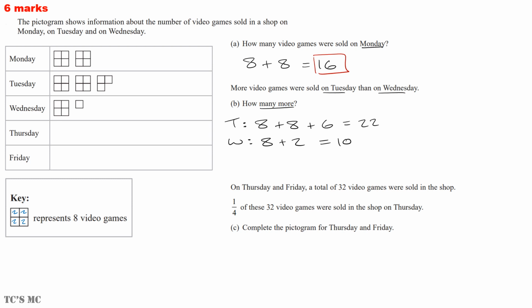Then, because we need to work out the difference, we need to do 22 subtract 10, and we get 12. And for part B, that is our second mark.